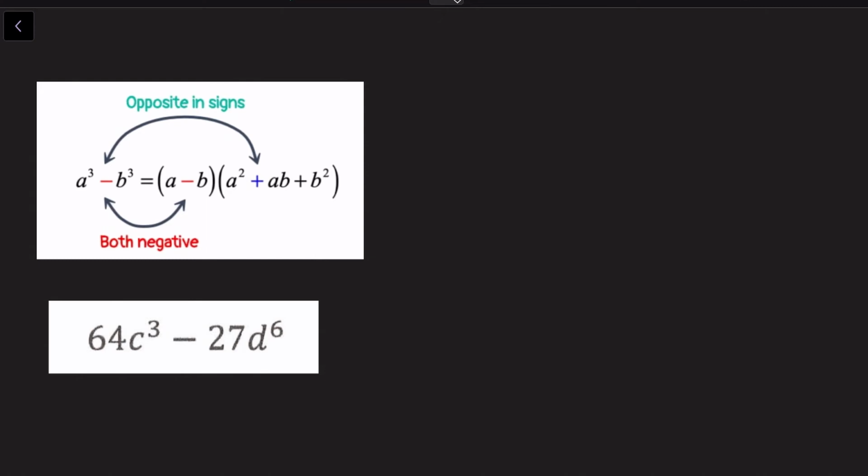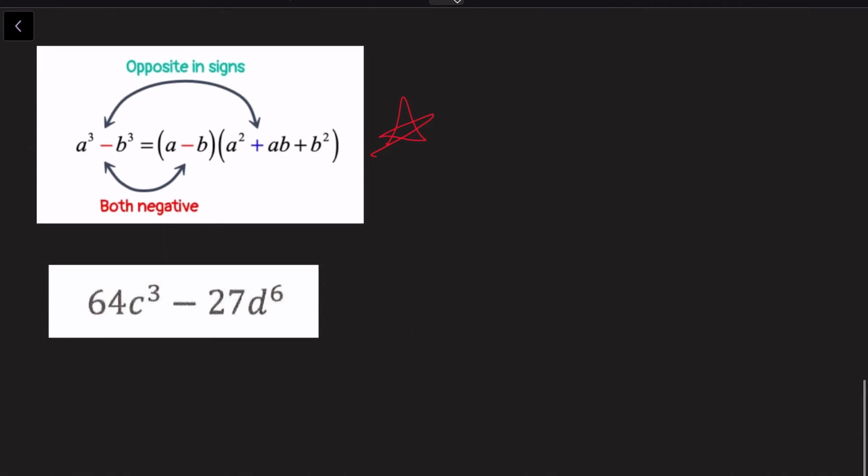In this problem, we're going to do difference of cubes this time. So this is our difference of cubes formula. It's similar to our sum of cubes. It's just the signs are different. So let's identify what are our a value and b value. What cubed is equal to 64? Well, 4 cubed is equal to 64. So that's going to be our a value. But we also have a c cubed. So we're going to have 4c for our a value.